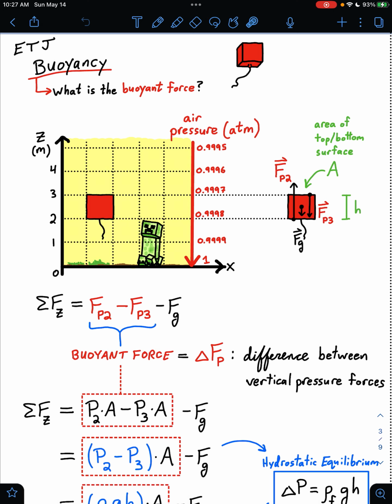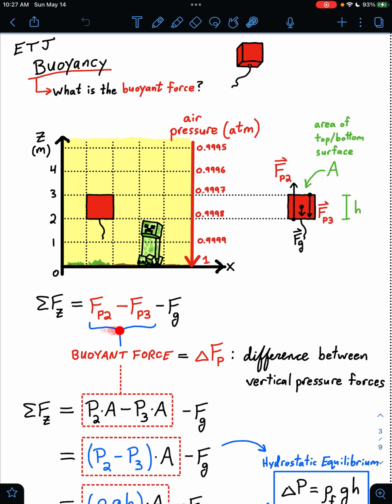Okay, some dimensions here. Let's call the height of the balloon h. That'll be 1 meter in this picture, and capital A will be the area of the top and bottom surfaces of our cube. So the net force in the z direction on our balloon will be given by the difference between those two pressure forces. That'll be a net force that is upwards minus the weight of the balloon downwards.